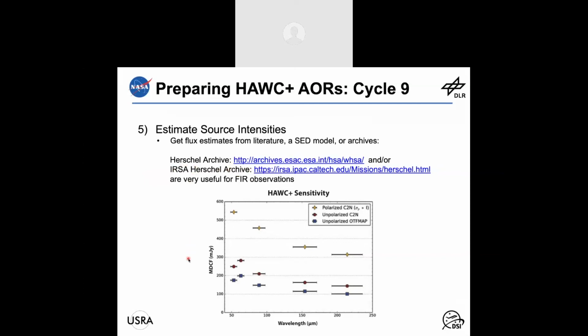And shown here in this plot is the minimum detectable continuum flux in millijanskys for HAWC Plus versus the wavelength range. So all 5 bands of HAWC Plus, and you see for 3 different modes what the minimum detectable flux would be, and you can see it's somewhere in the hundreds of millijanskys. So this is just to keep in mind when you're determining whether your sources would be detectable with HAWC Plus or not.